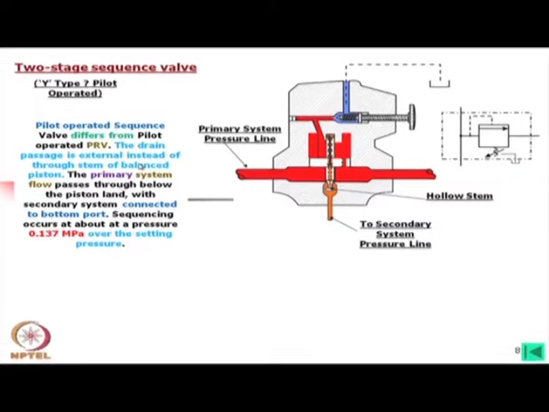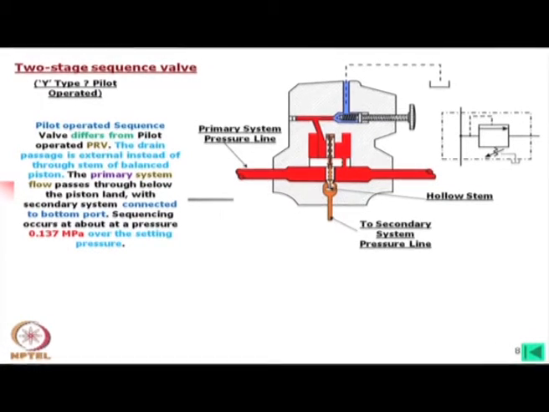Pilot operated sequence valve differs from pilot operated PRV. The drain passage is external instead of through stem of balance piston. This is called balance piston. The primary system flow passes through below the piston land. That means, this is the primary system, this is going to the system. Okay. I have already explained this, these are available in the valve system that we can directly connect to the system.